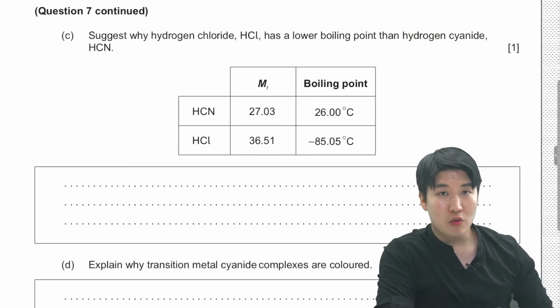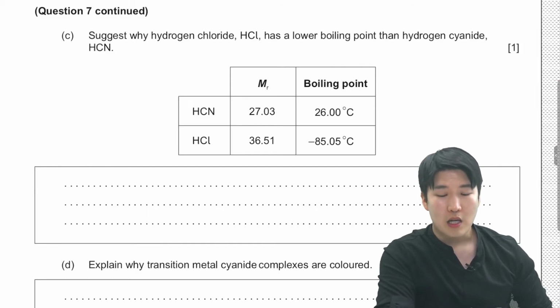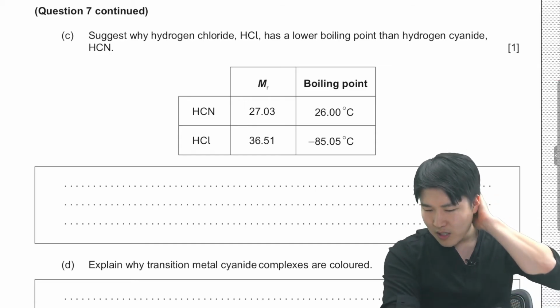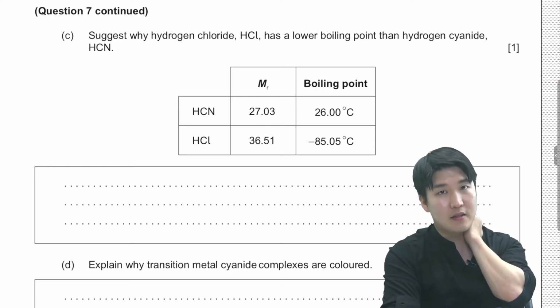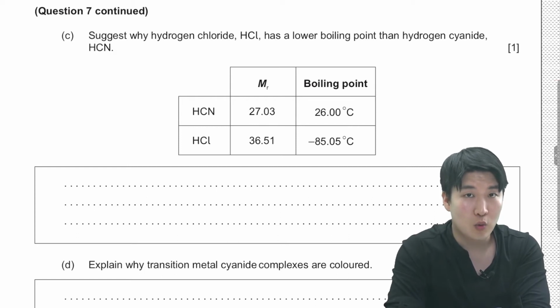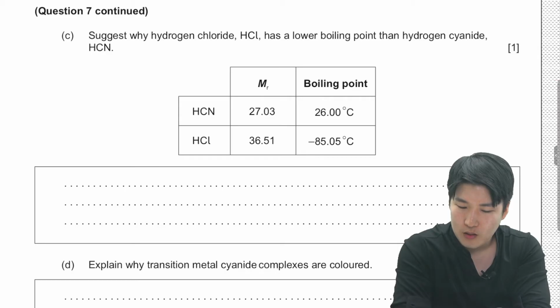Now, apparently hydrogen chloride has a low boiling point, and hydrogen cyanide has a high boiling point, high enough for it to be liquid at room temperature. Hydrogen chloride is actually a gas at room temperature, which means that we always have to have HCl dissolved in water to deal with aqueous HCl solution. Why is that the case?